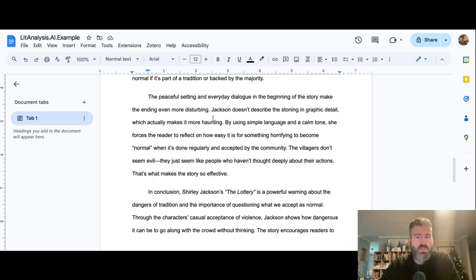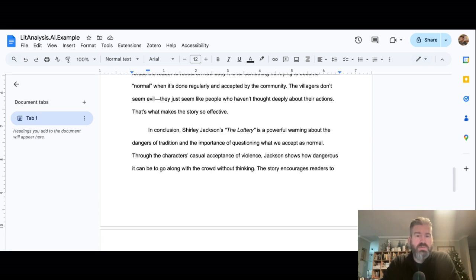This paragraph is weak too, because we have actually zero evidence here. We're saying simple language and calm tone. I'd like to know what that language and calm tone is. Also, we don't have any everyday language or everyday dialogue in this paragraph to show that we're proving our point.